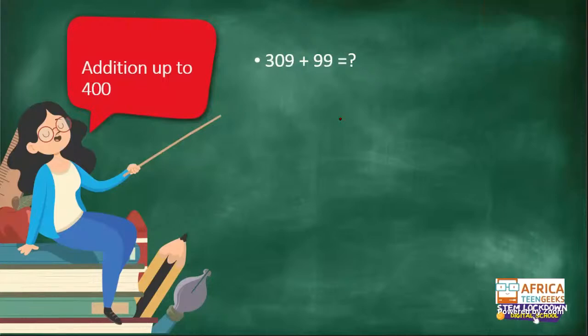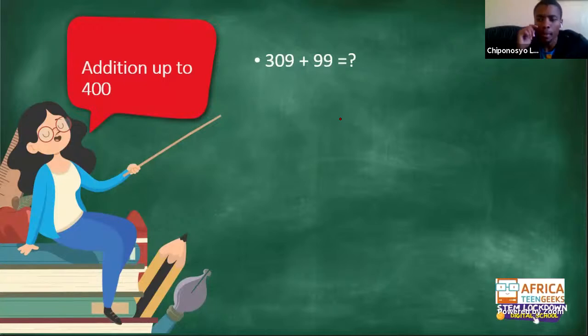309 plus 99. You have 2 minutes to do it. It's good. The faster you're able to do a sum, the better.